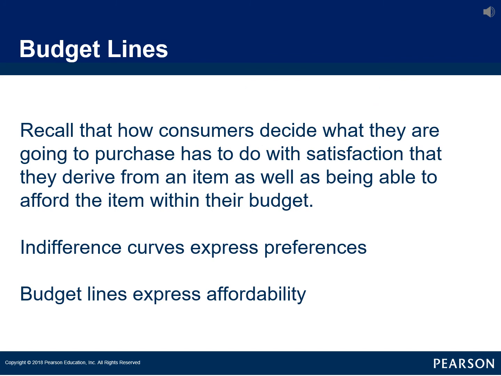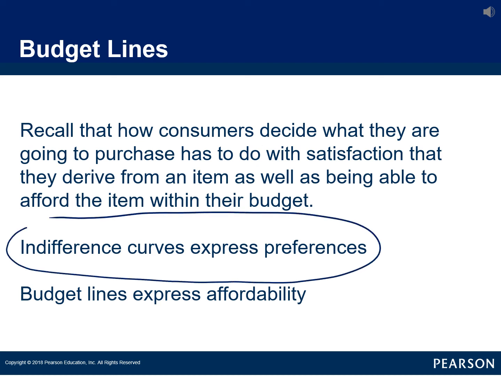Okay, so this final part of the chapter deals with budget lines. If you recall, consumers decide what they're going to purchase based off of 2 factors. 1, does the item provide them satisfaction? And 2, does it fit within their budget? Can they afford it? So all of the work that we just did with the indifference curves addresses that first component of satisfaction. The work that we're going to do now is going to address the second component, affordability, by working with budget lines.